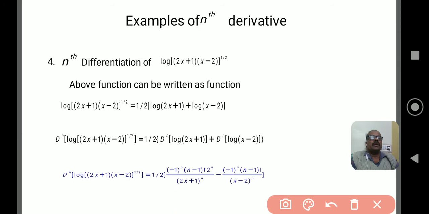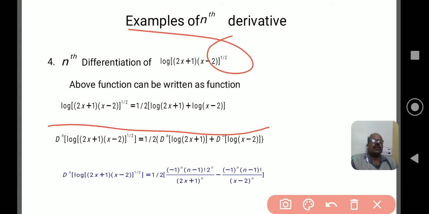Now we can express log of x to the power of a as a into log x. I have written the same thing, where a is nothing but 1 by 2. I wrote it as 1 by 2 times log of a into b, which can be written as log a plus log b, simultaneously applying the two properties of logarithm. Next, after getting 1 by 2 times log a plus log b, it is a very standard result of nth differentiation.